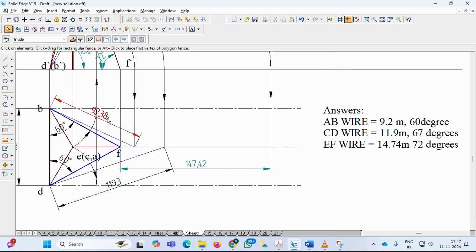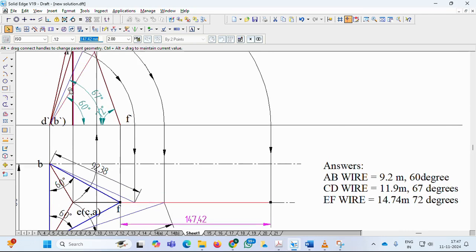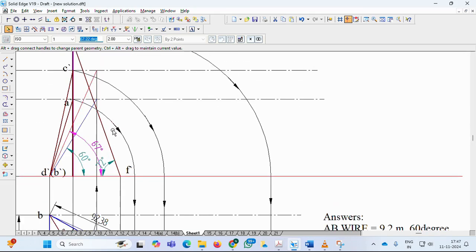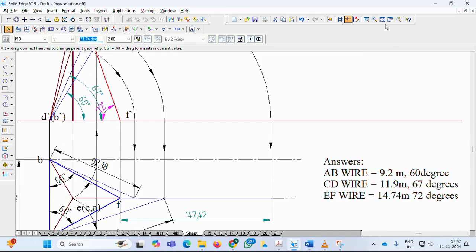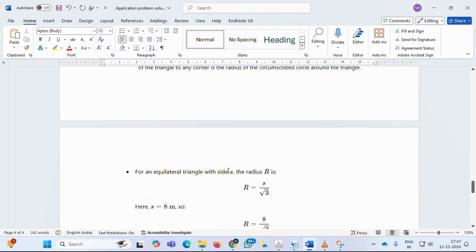So AB wire is 92.38 mm. So as per the selected scale, it is 9.23 mm, so 9.2 meters, and CD wire 11.9 meters, and EF wire 14.74 meters. So angle AB wire 60 degree, CD wire 67 degree, and EF wire 72 degree. So let's cross check these answers with the analytical method.